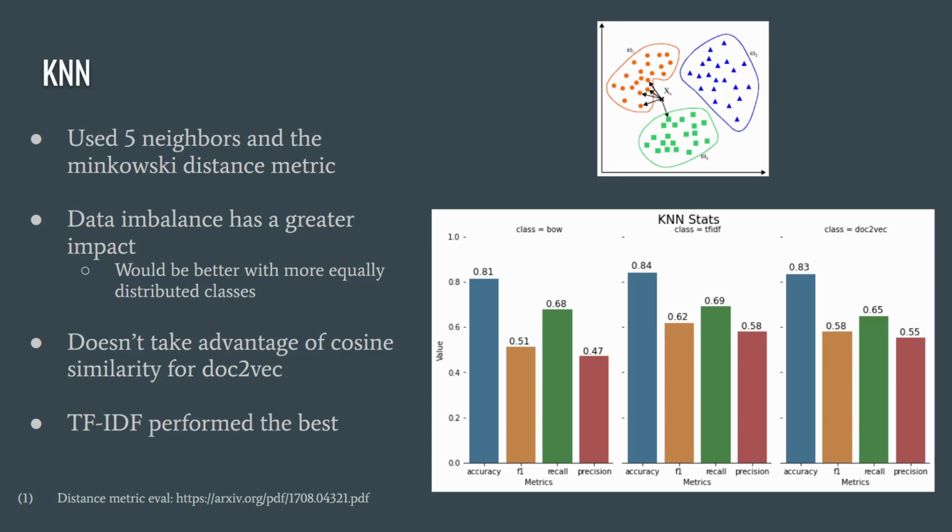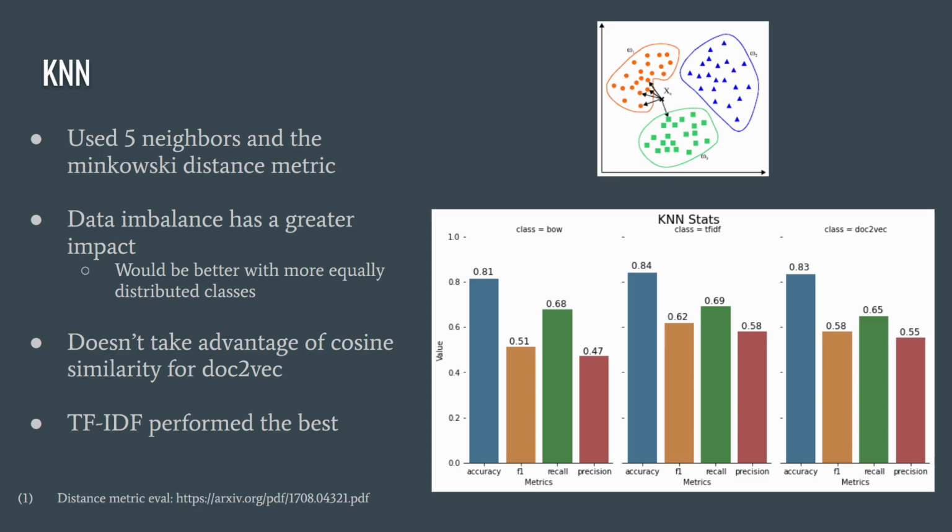We see that TF-IDF performs the best in KNN. However, even with a decent accuracy of 84%, the F1 score is not as great. We notice that the data imbalance has a greater impact in KNN because the algorithm classifies based on the labels of its neighbors. As we saw earlier, 77% of the dataset is offensive data points. Thus, a majority of the neighbors will be offensive data points.